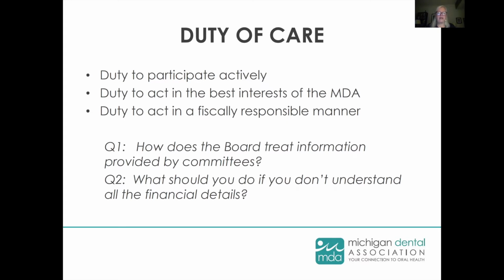So, you know, when we look at things that we have to address, some questions that might come up have to do with the relationship between the committee and the board.